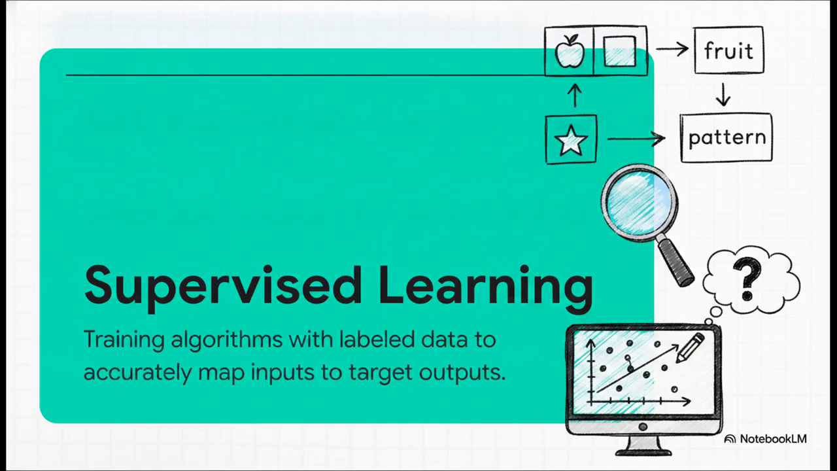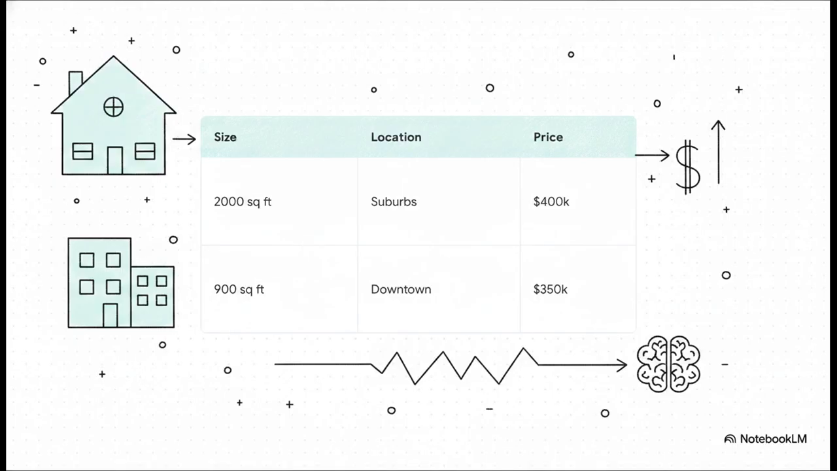Think of it exactly like a teacher handing a student an answer key. The model learns by continuously making guesses and then comparing those guesses to the known correct answers. Because the data we feed it is already labeled, the computer learns the relationship between the input and the output. That way, when it sees brand new, unlabeled data later on in the real world, it knows exactly what to do.